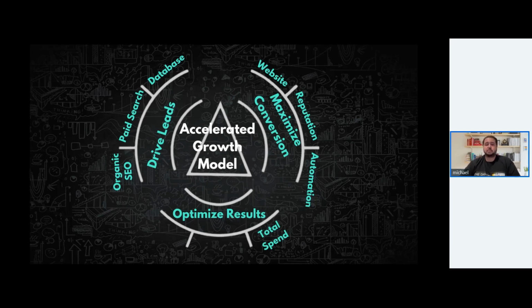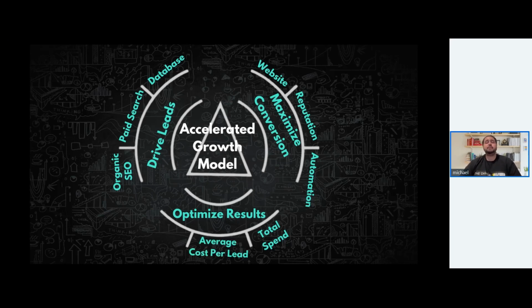So we're looking at optimizing results, especially after driving leads and maximizing conversions. Optimizing results is basically: how much are we going to spend to hit the results that we're looking for? And if you're speaking to any other marketers, I would love for you to ask them, what are the spending goals, and what are the actual results that we're going to see from that? Those are great questions to be asking.